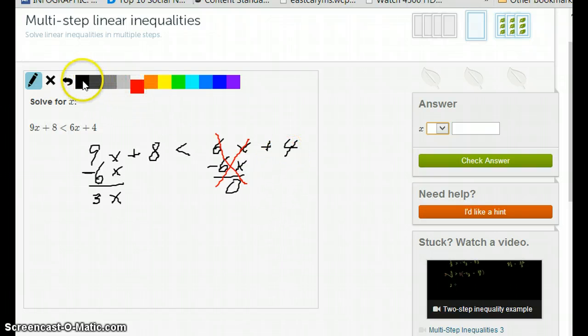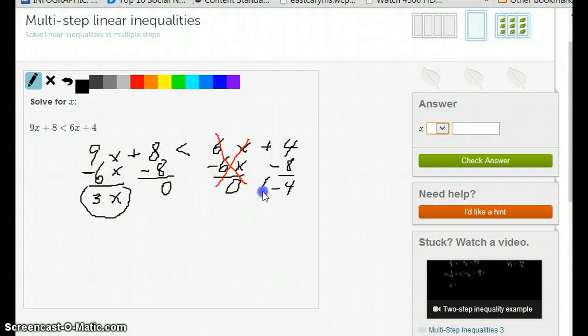So we want to get rid of the 8 here. So we subtract 8 here, and we subtract 8 here. And so 8 minus 8 is 0. 4 minus 8 is negative 4. Okay? So what are we left with here? We're left with 3x, and we're left with negative 4. So we'll put that 3x is less than negative 4. So the result is, we're going to divide by 3 on this side, divide by 3 on this side. X is less than negative 4/3.